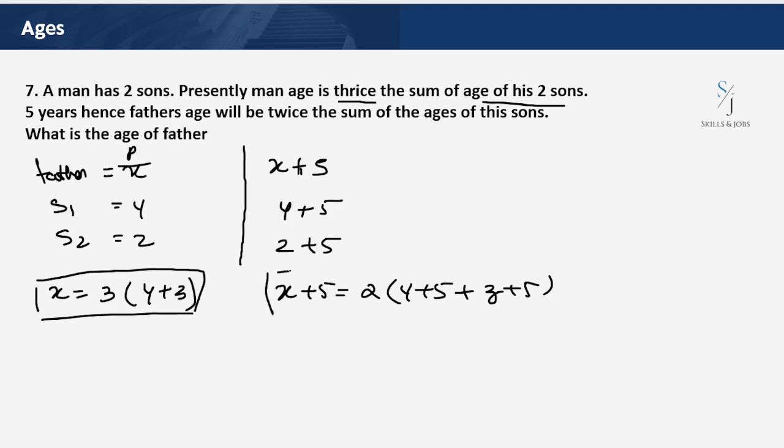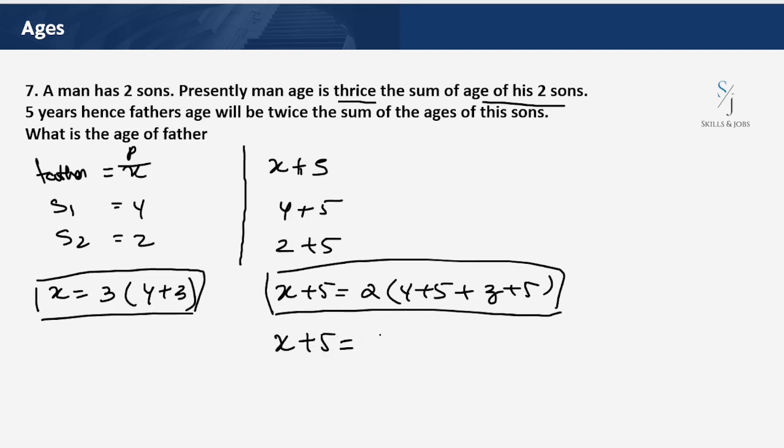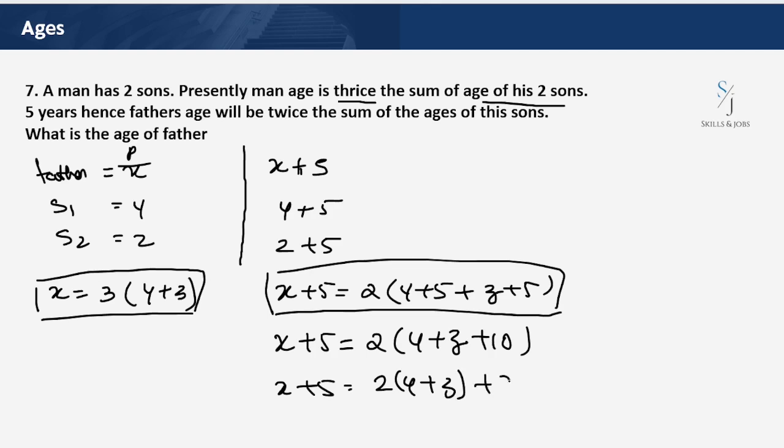Now if we use these two equations, we can get the value of the father's age. Let us solve it out. x plus 5 is equal to 2 into y plus z plus 10. Okay, x plus 5 is equal to 2 into y plus z plus 10. Now y plus z, we can substitute this value. From the first equation we can get y plus z is equal to x by 3. Now substituting this value of y plus z in this equation, x plus 5 is equal to 2x by 3 plus 20. Now solve this.